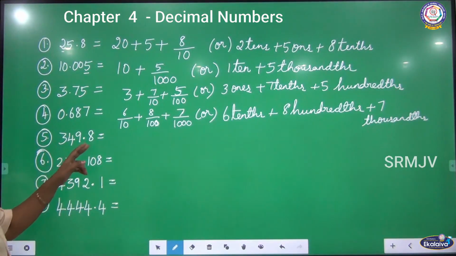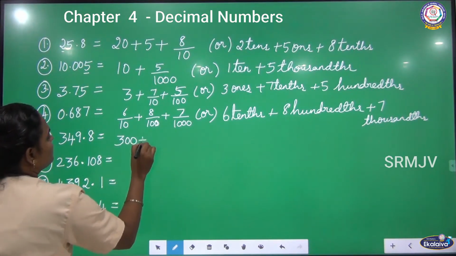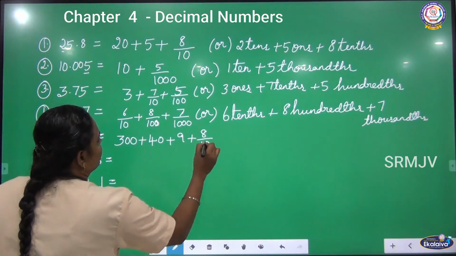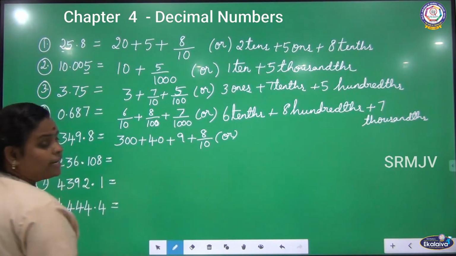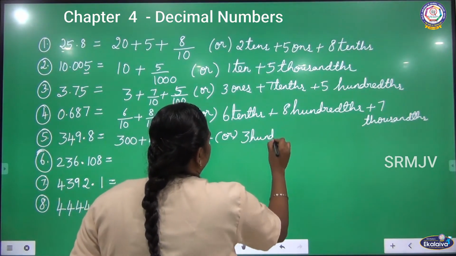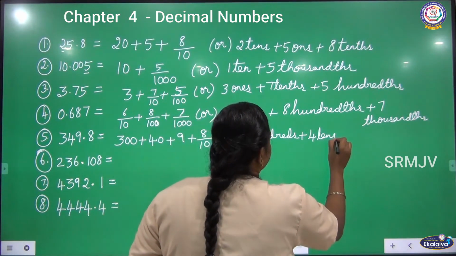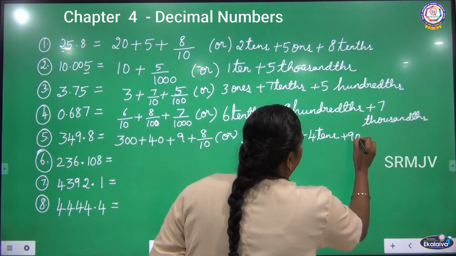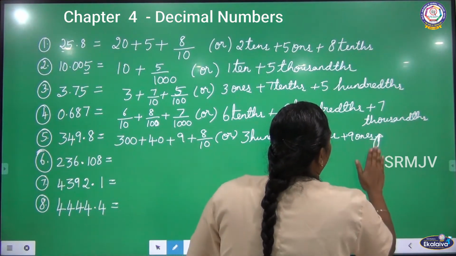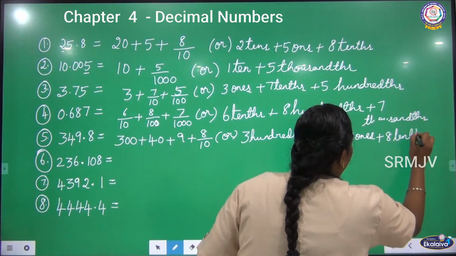Next one, 349.8. So what is the place value of 3? 300 plus 40 plus 9 plus 8 by 10. Place value of 8 is tenth, so you can write 8 by 10. So you can write 300s plus 4 tens plus 9 ones plus 8 tenths.